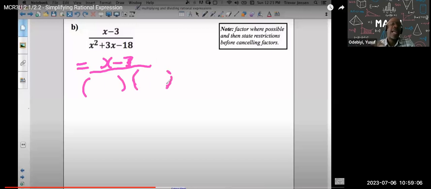And looking at this, I can use product and sum, right? So when I say product and sum, I'm going to have here two numbers that multiply together that give you minus 18, and then two numbers that, when you add them together, give you 3. Anyone help me? What are the two numbers?